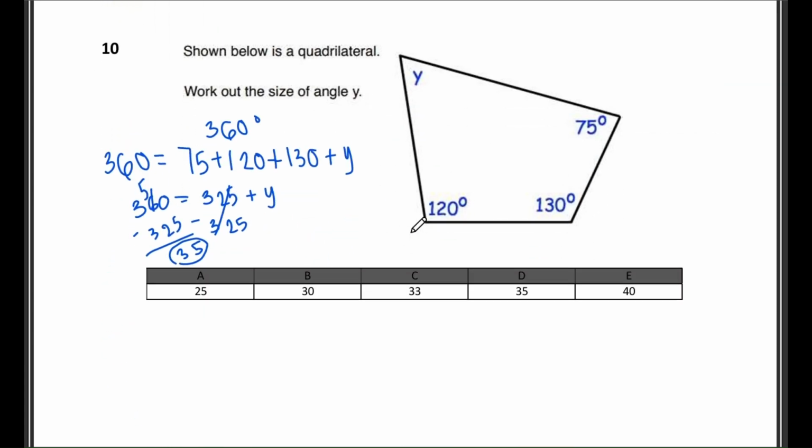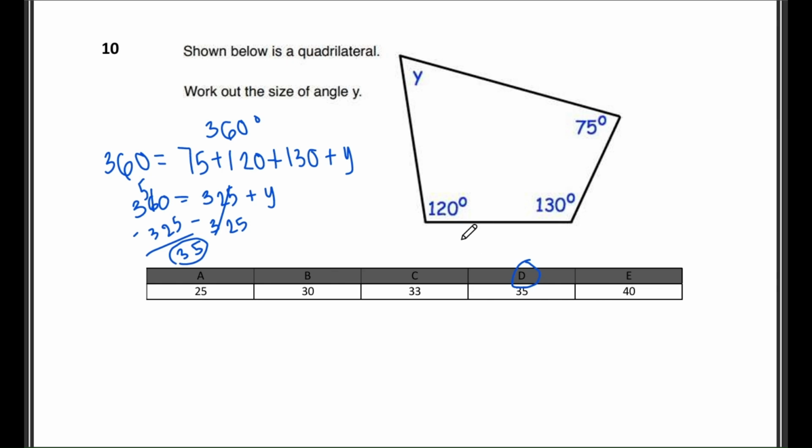Okay, let's move on to question 10. Shown is a quadrilateral with angles of 75 degrees, 120 degrees, 130 degrees, and angle Y. Work out the size of angle Y. The options are option A, 25, option B, 30, option C, 33, option D, 35, and option E, 40. The answer is option D, 35.